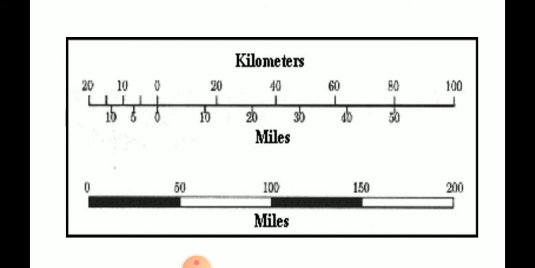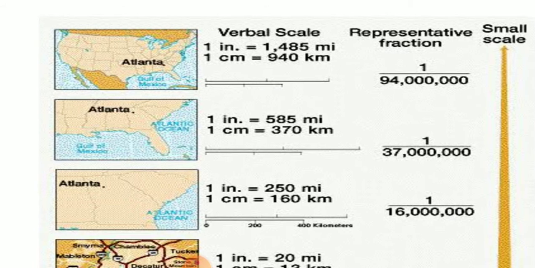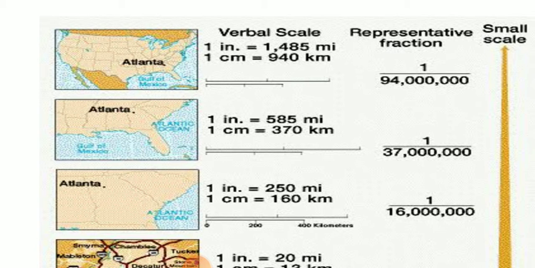So we should know the conversion of these miles as well as the conversion of different types of distance or length. Here you will also find this scale: 1 inch is equal to 1485 miles. And 1 centimeter on the map, 1 centimeter on the paper, shows us 940 kilometers. And in this scale you will find the representative fraction 1 upon 94 lakhs. Correct, it is lakhs, no?